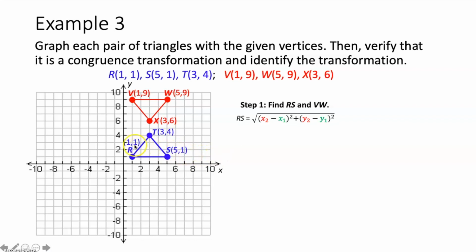Remember, to use the distance formula, I pick one of my points to be x sub 1, y sub 1, the other one to be x sub 2, y sub 2. I then plug each of those coordinates into their corresponding spot in the distance formula, and I simplify. What is 5 minus 1? That's going to be 4. What's 1 minus 1? That's 0.